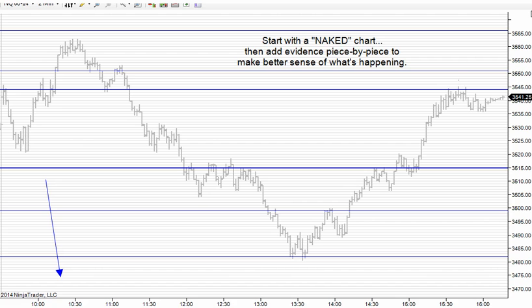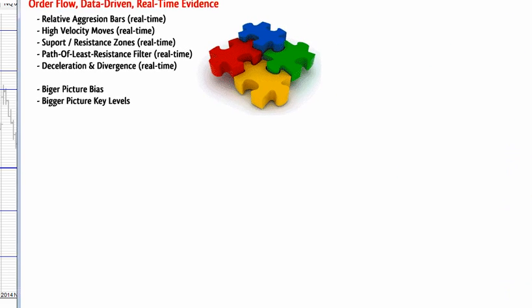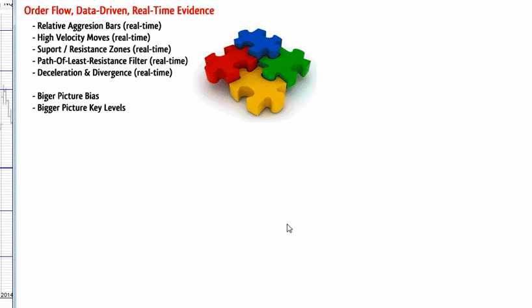The way that we look at things, at least with our software, is we start with the idea that we look at the bigger picture. We want to look at the bigger picture bias, and we also want to look at some bigger picture key levels. We teach you how to do this, and we also do that for you on a day-to-day basis in our member center, so that you can look at the homework, essentially the trade prep that we do, and follow along with that.